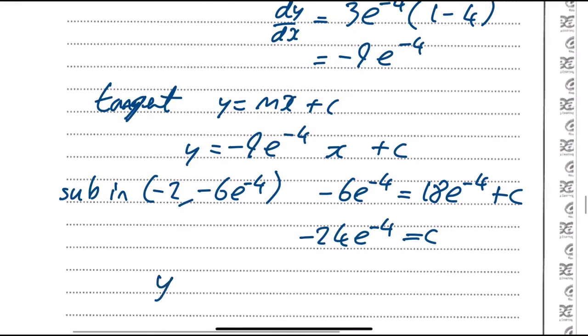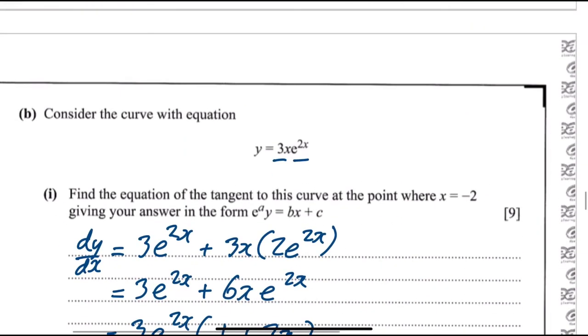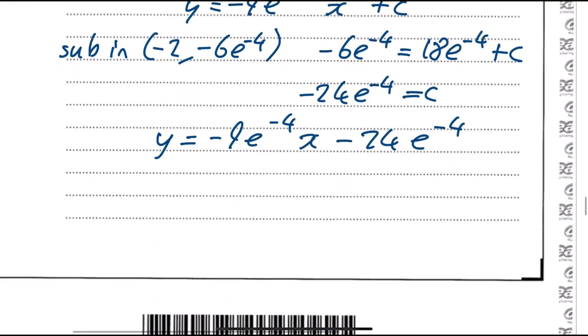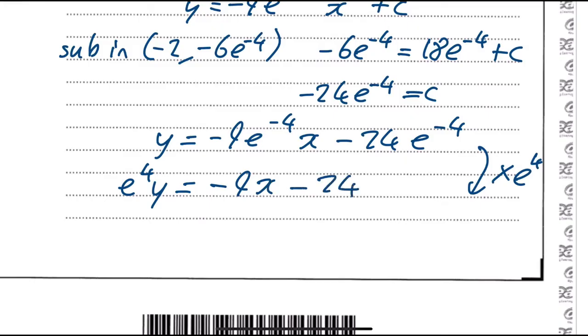And that means your y is equal to minus 9e to the minus 4 times x, then minus 24e to the minus 4. Look at the question, it tells you to get it in the form e to the a times that. So what I could just do is multiply through by e to the positive 4, which gives you e to the 4y is equal to minus 9x minus 24. And that is what we're looking for.